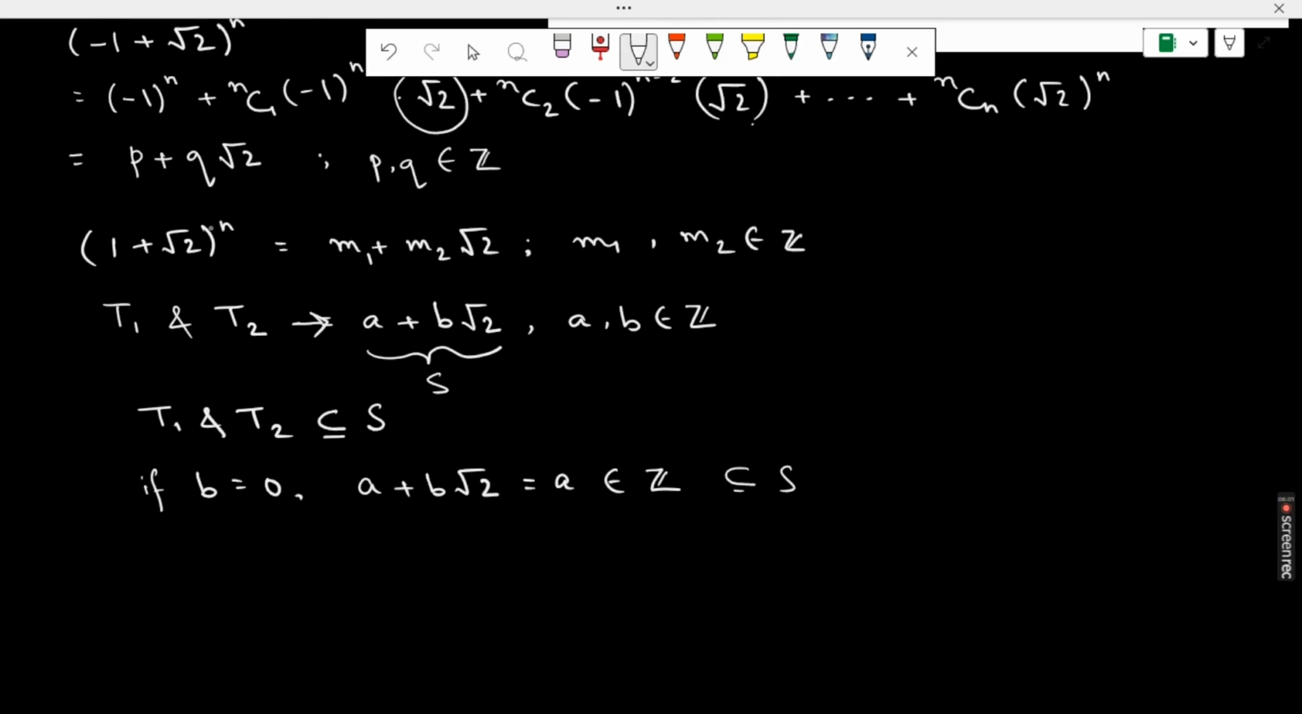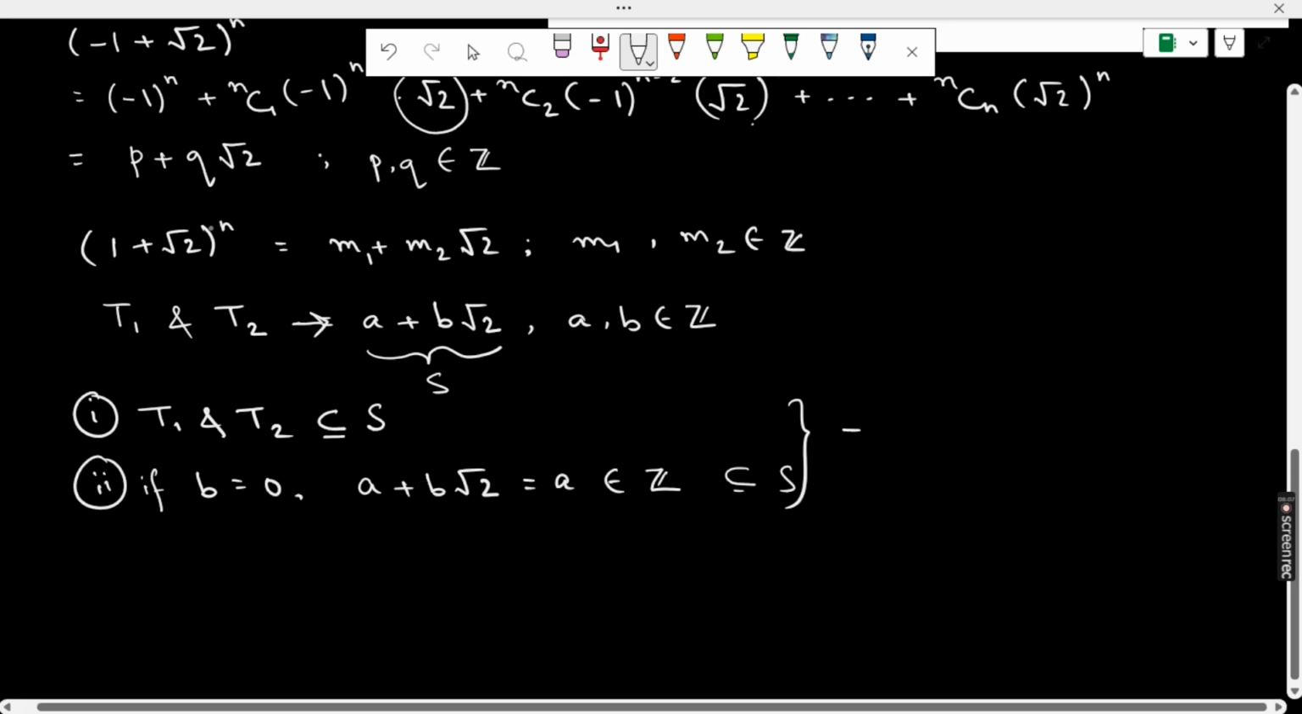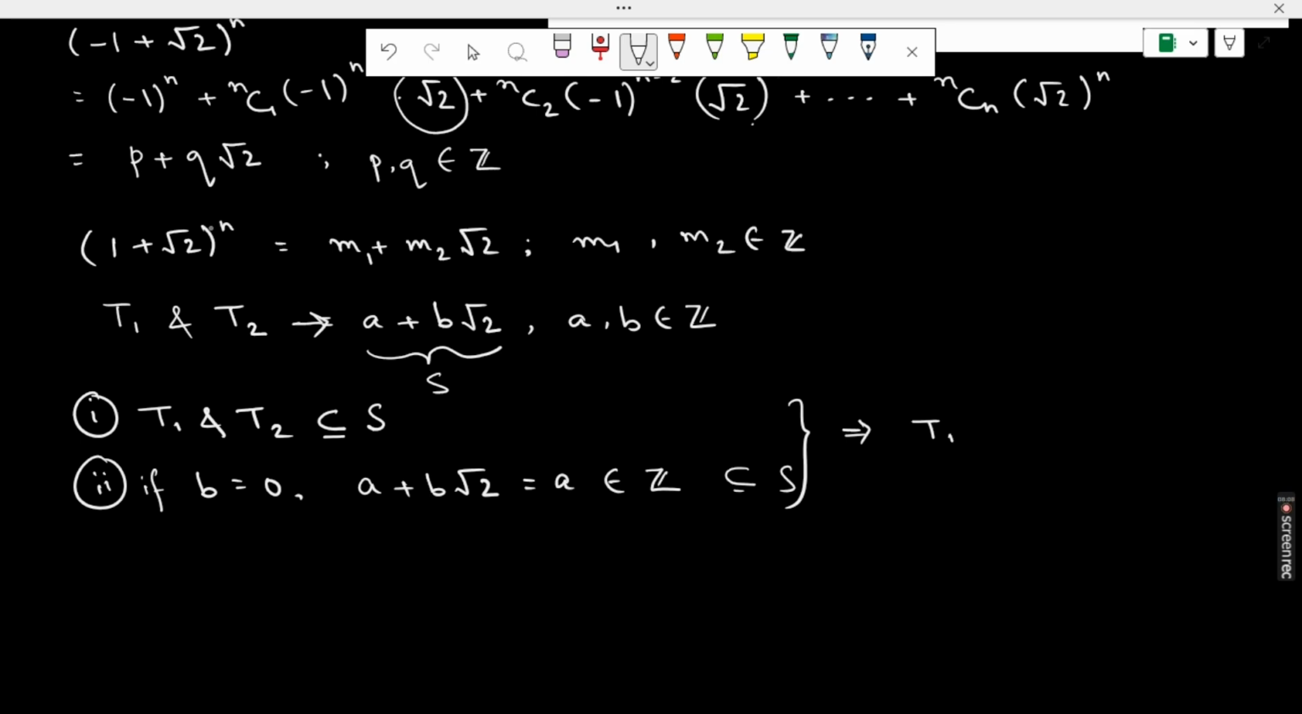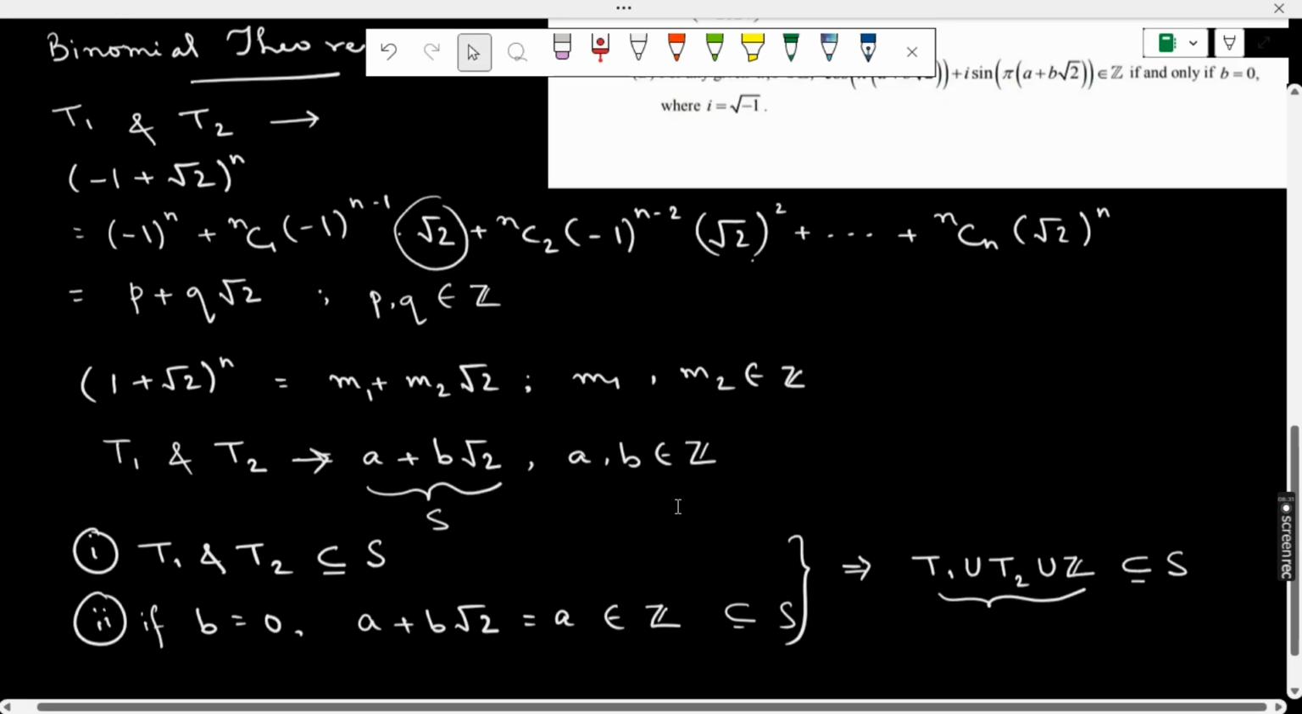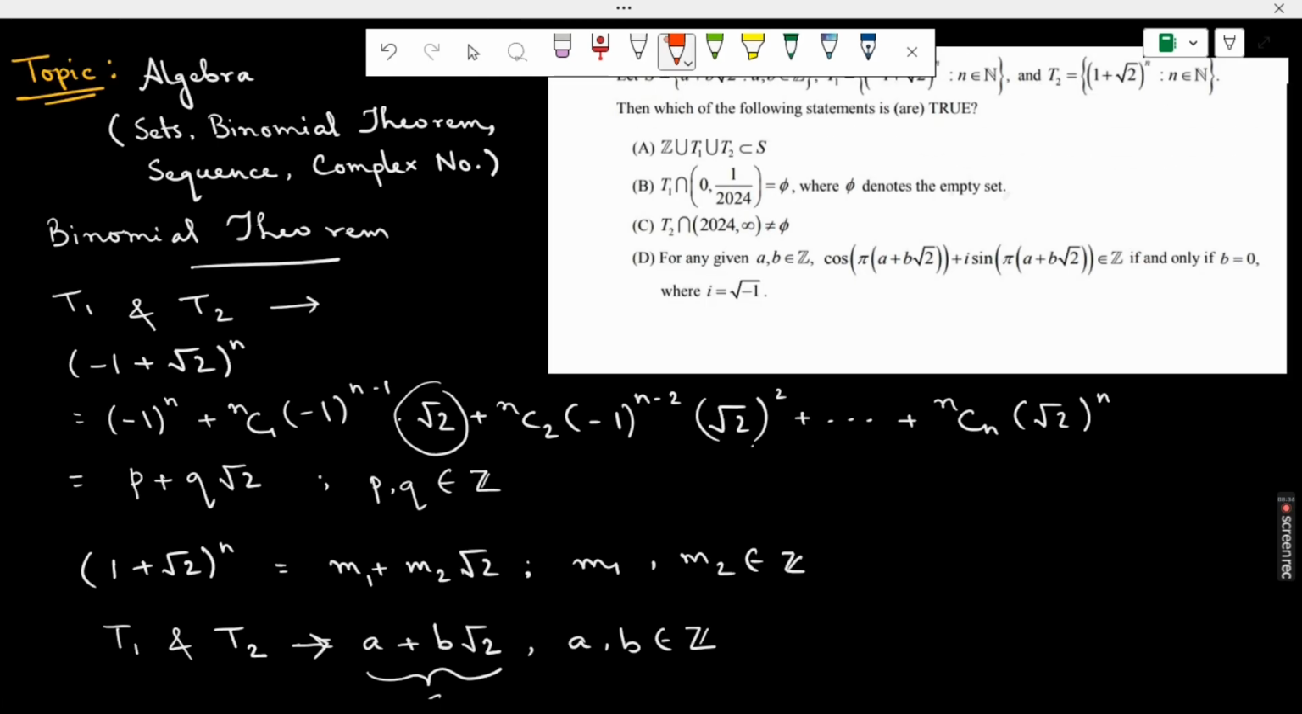So concluding this and this, we can write that T1 union T2 union Z is a subset of S. They all belong to S, and their union obviously belongs to S. So option A is correct.